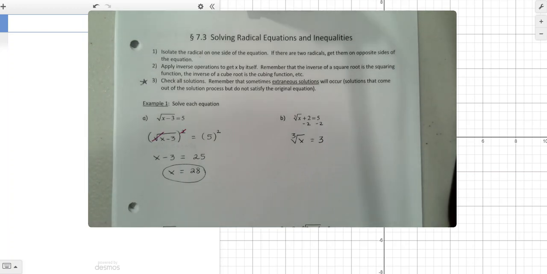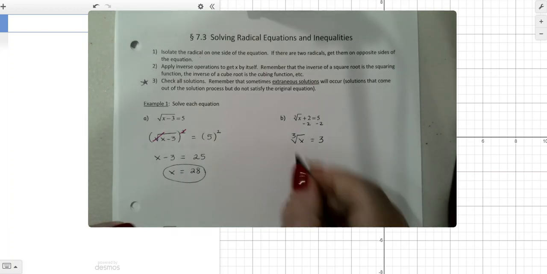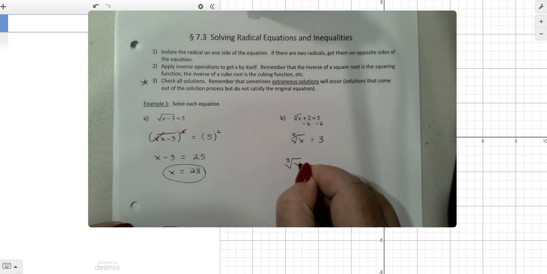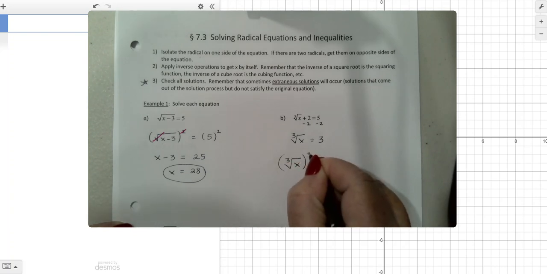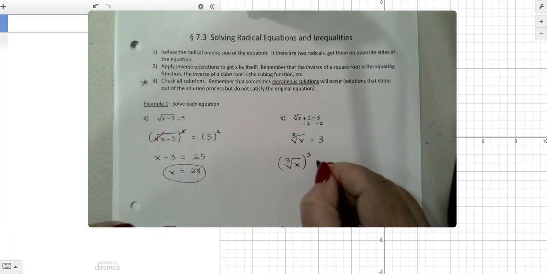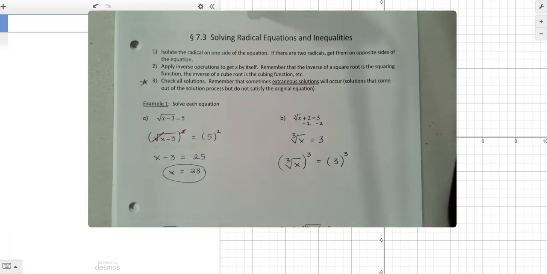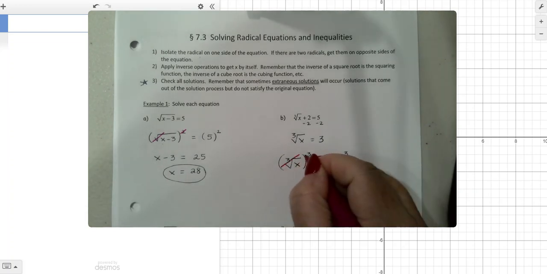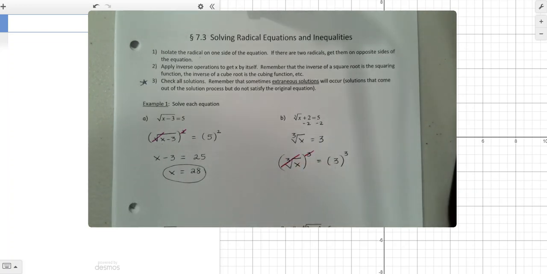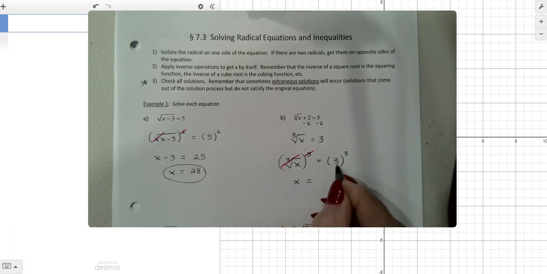All right, so I've got the cube root of x equals 3. I'm ready for my inverse function. To get rid of a cube root, I use a third power. If I do something on one side, I must also do it on the other. And there I've got my inverse functions happening again. So all that's left this time is just x. And over here, 3 cubed would be 27.